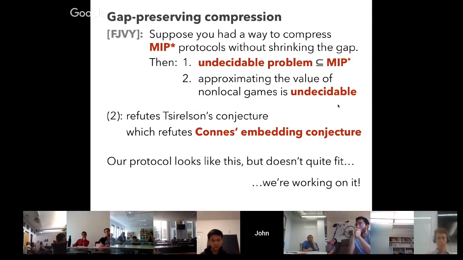So all I can say is we're working on it, and I really feel this is the thing to do right now in MIP star. It kind of just feels to me like the race is on to refute Kahn's embedding conjecture at this point. So I think it's a very exciting time to be working on this problem.